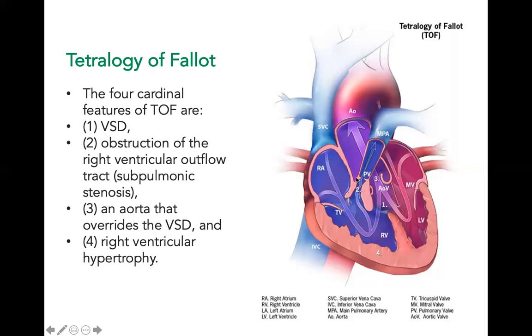Ibig sabihin, the aorta is immediately above the ventricular septal defect. So kaya siya right to left shunt because there is already right ventricular hypertrophy secondary to the effect from the pulmonary or the pulmonic stenosis here. All right. So that's Tetralogy of Fallot: VSD, pulmonic stenosis, overriding aorta, and right ventricular hypertrophy.